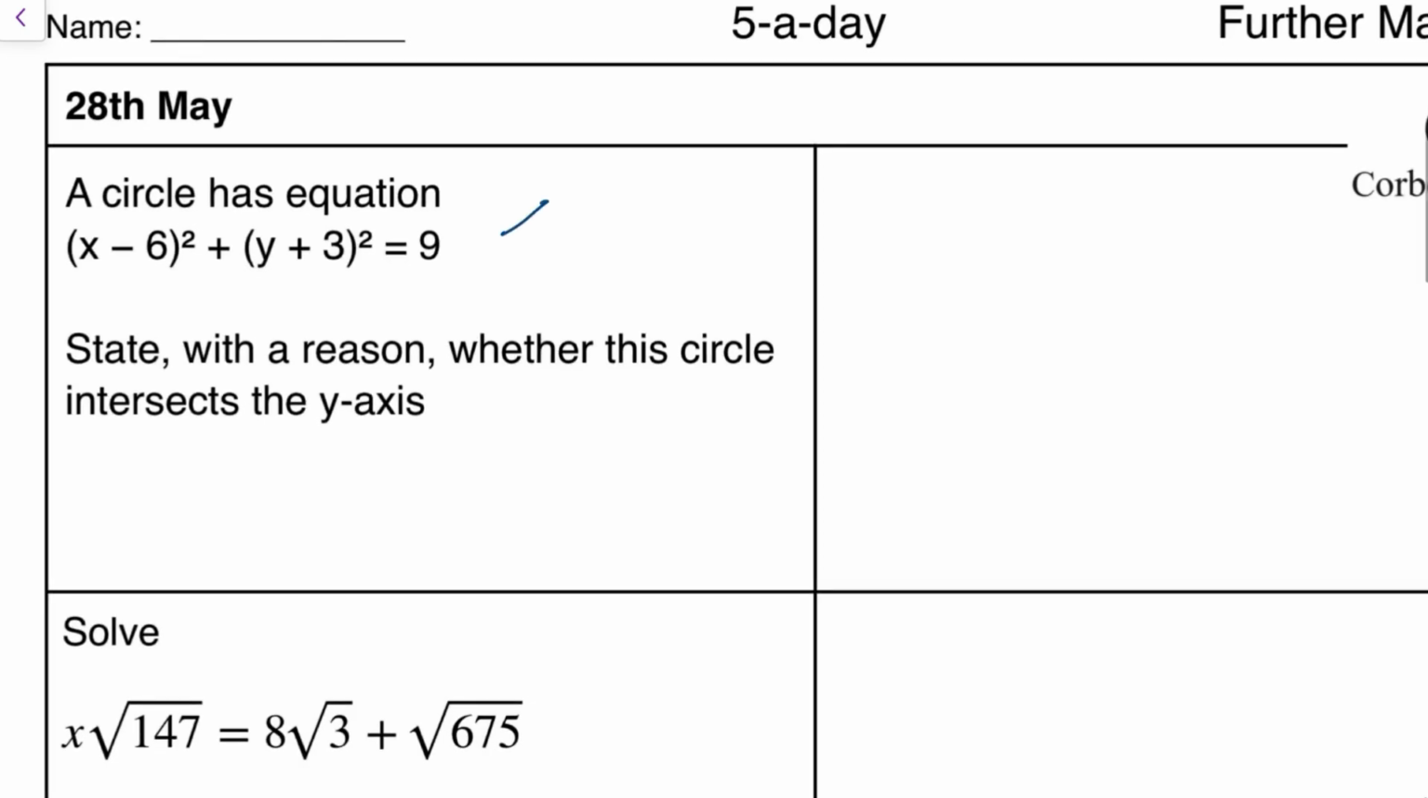So the first one is a circle has equation. Now, as you often see me do, I'm just going to write it down. So the centre is (6, -3), and the radius is equal to the square root of 9, which is 3. Okay, and then it says state with a reason whether this circle intersects the y-axis.